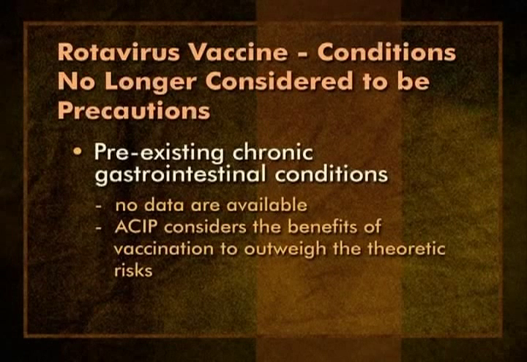There are two situations which ACIP previously considered precautions for rotavirus vaccination that are now not considered to be precautions. The first is pre-existing chronic gastrointestinal conditions. No data are available on the safety and efficacy of rotavirus vaccine for infants with pre-existing chronic gastrointestinal conditions such as congenital malabsorption syndromes, Hirschsprung's disease, or short gut syndrome. However, ACIP considers the benefits of vaccination to outweigh the theoretic risk.